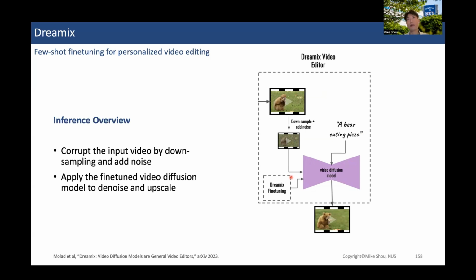In the video editing or inference stage, the user provides the video, we first downsample it and add some noise. It's still similar to the DDIM inversion idea, to preserve the information in the input video, but then use the new text and feed it into the fine-tuned GMX model, and then you can generate the video as described by this text.